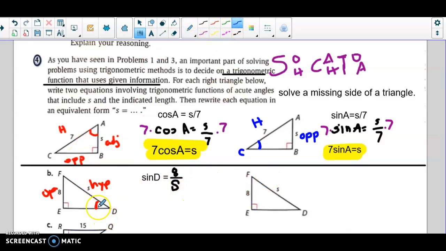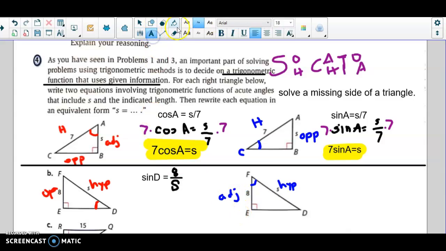Okay, we're going to do the same thing, but now let's reference another side. So here we are looking at this angle as our point of perspective. Now our perspective point is up here, F. So if we look at F, our S is still our hypotenuse, but our 8 is our adjacent side. So we're going to set this up doing the same thing. Sine of F is equal to adjacent over hypotenuse. Now our adjacent side here is 8. So let's type that in. So it would be 8.